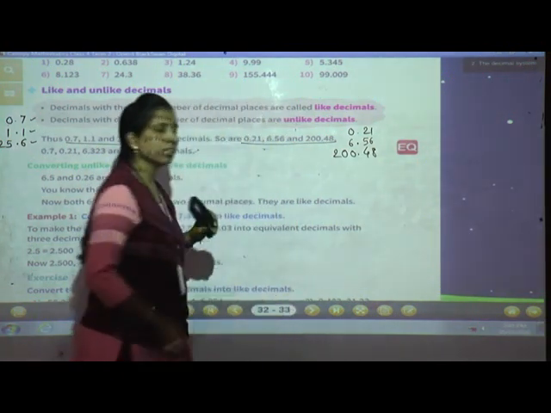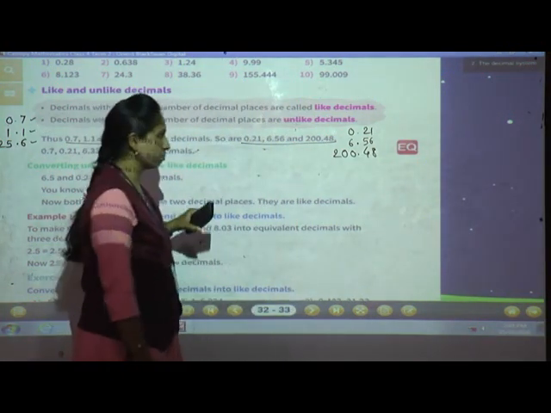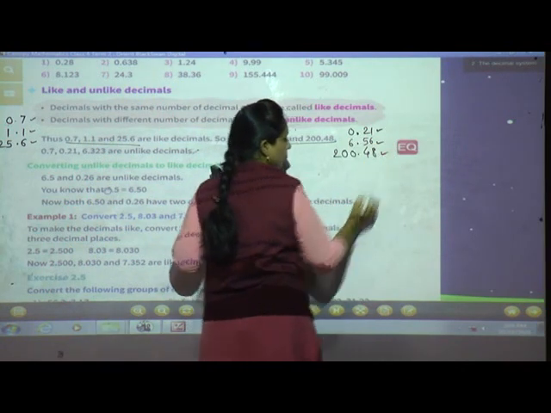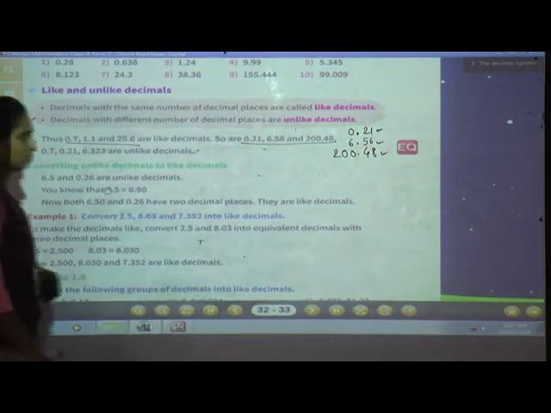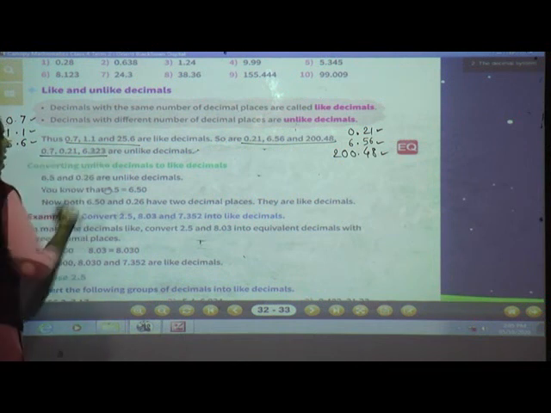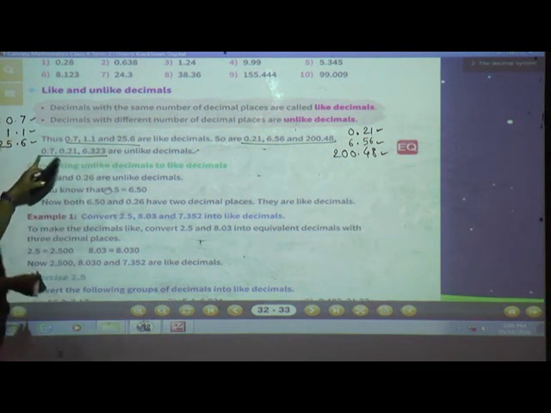Now why are these three numbers like decimals, students? Because after the decimal point there are 2 digits, 2 digits, 2 digits. That's why they are like decimals. And why are these three numbers unlike decimals? Now I will show you.